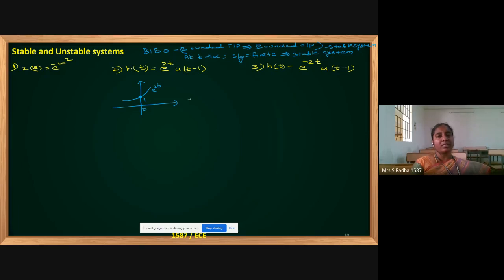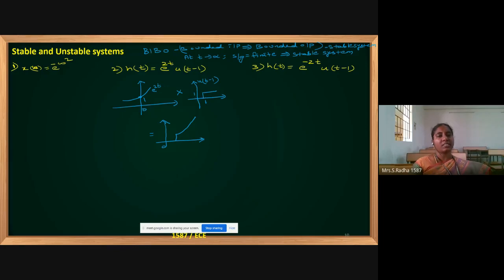I have to multiply this with u of t minus 1. U of t minus 1 means this is the diagram: x-axis, y-axis. U of t minus 1 means right shift 1 unit, height is 1, a step signal. When you multiply both of these, the resultant signal will be from 1, and from here it will be increasing exponential from 1, because for the other places the second signal is 0.